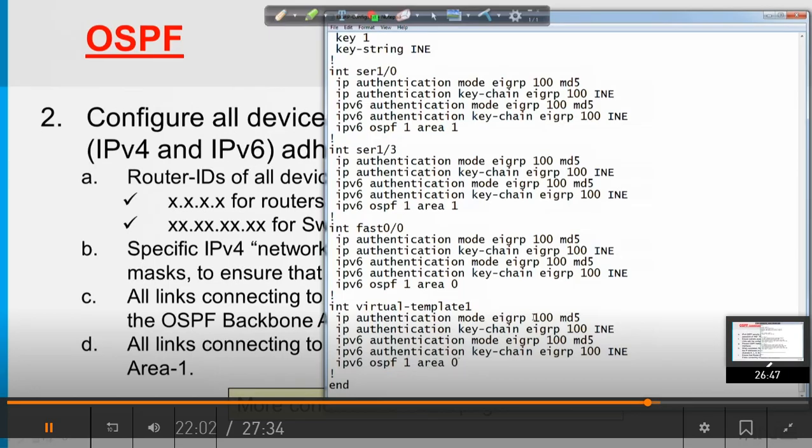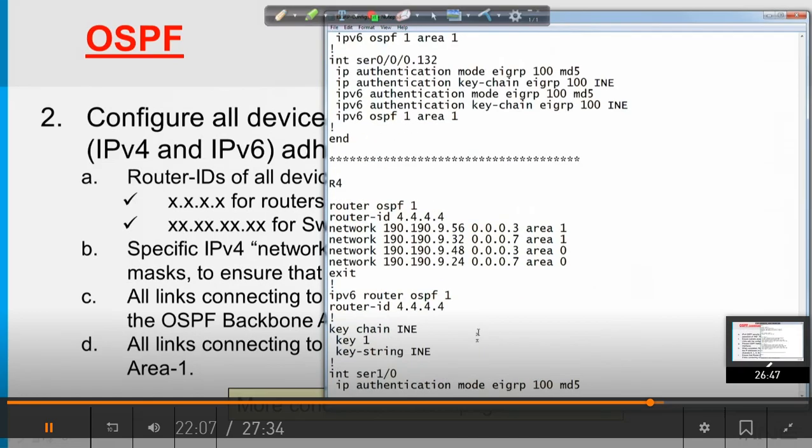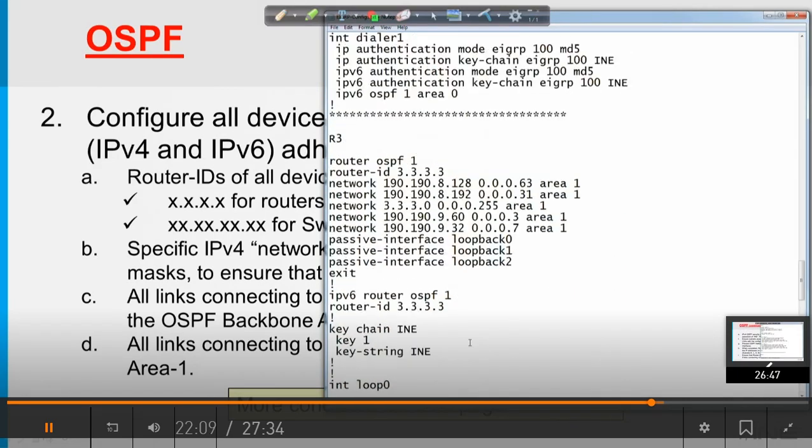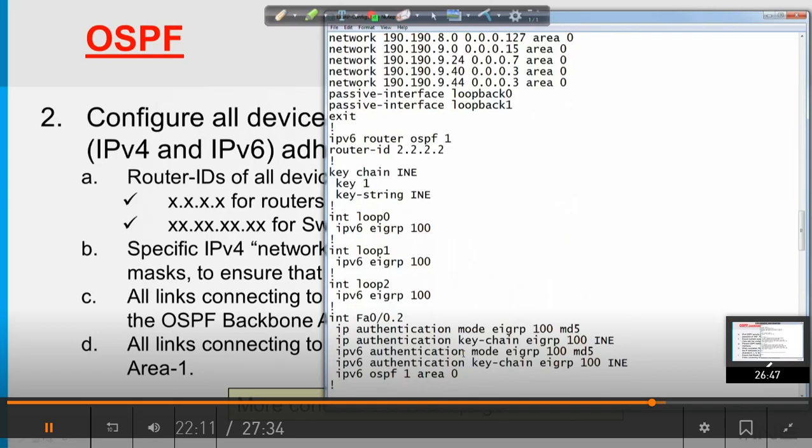Okay, I think I missed the loopbacks on one of these routers. Let's see here. I think I missed on router 1. I think I forgot to put his loopbacks into OSPF. Yep, I did. Okay, so router 1, his loopbacks are in area 1.